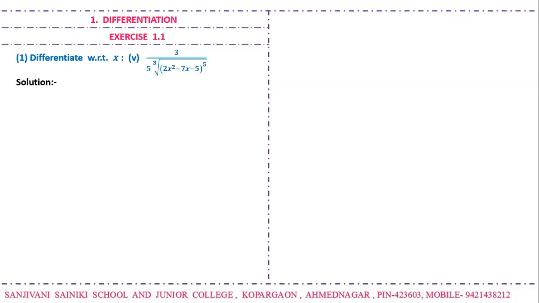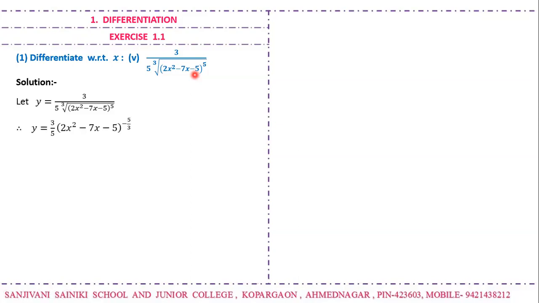The next example, differentiate with respect to x: 3 upon 5 into the cube root of 2x square minus 7x minus 5, bracket raised to 5. We will say this as y. Y is equal to something.